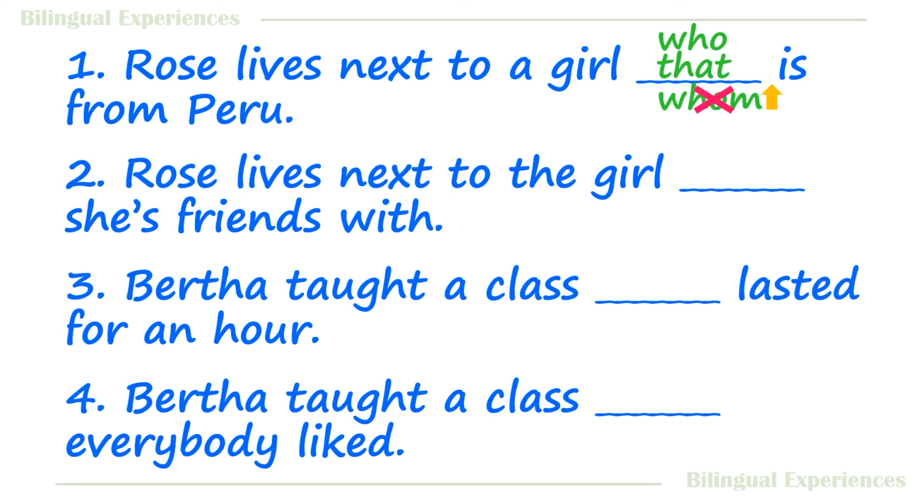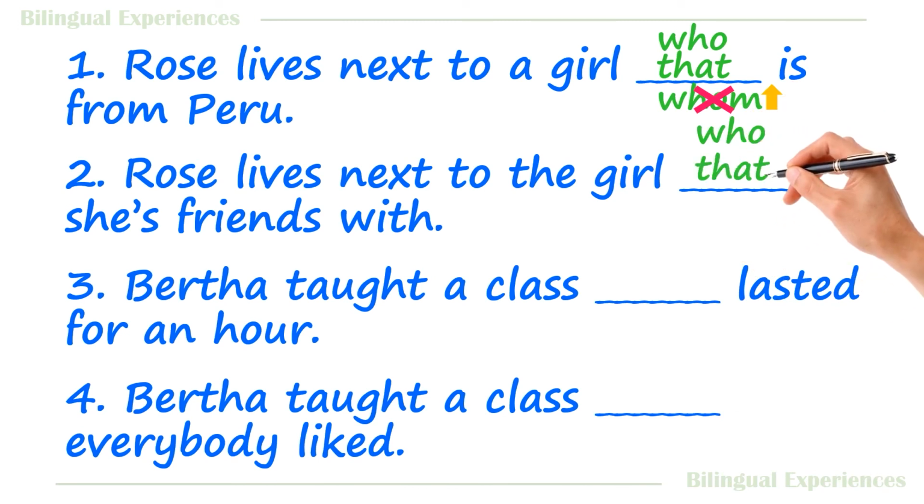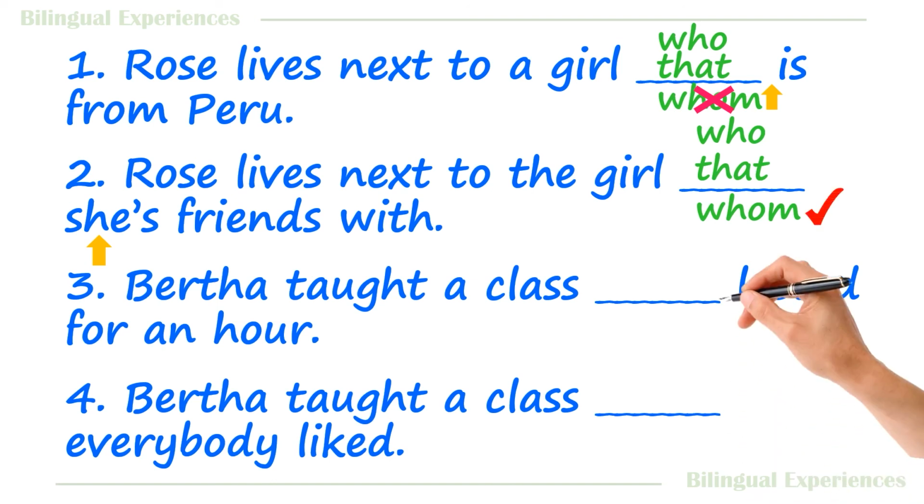Alright, now look at number 2. We're still talking about Rose, so it's a person, and that means that we can use who, that, and what do you think about whom? Is it possible to use whom in this case? Yes, remember the rule. The rule says that if there is a subject pronoun after the relative pronoun, which in this case is whom, it is possible to use whom. And if it's possible to use whom, that means that it refers to the object, and we can also omit it. What about number 3?